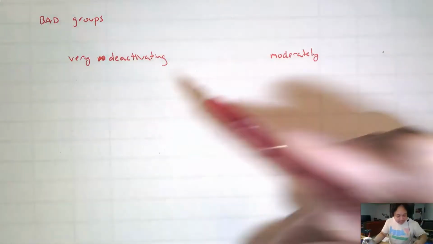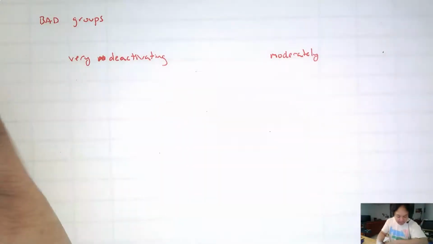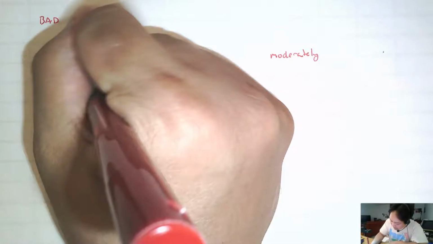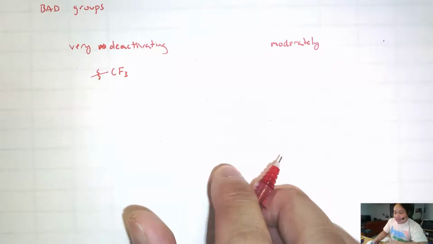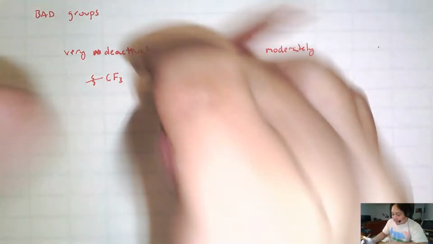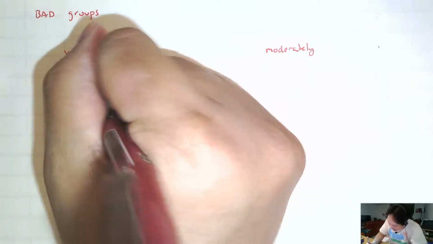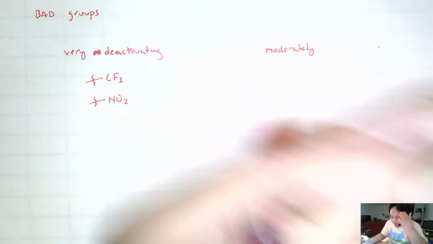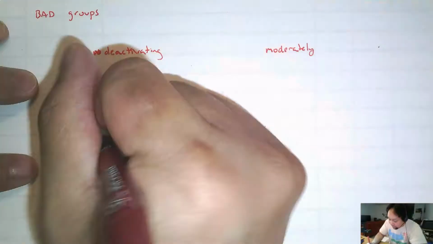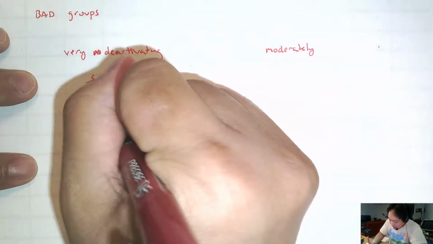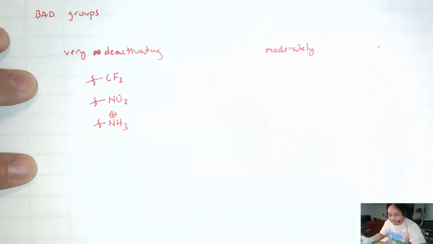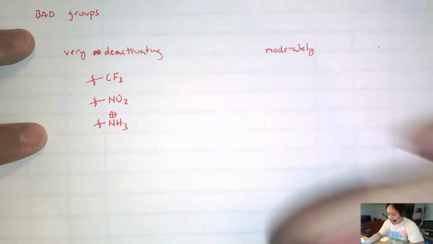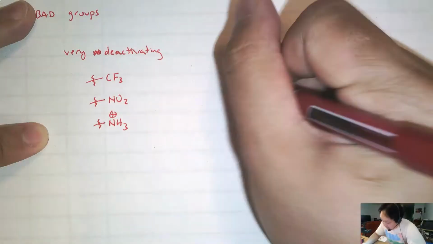The most deactivating group that you could put on a benzene ring are these two, CF3. And we'll go through tricks how to memorize these, and NO2, nitro group. I want to add actually a third one, and that's the protonated amine, NH3 positive.